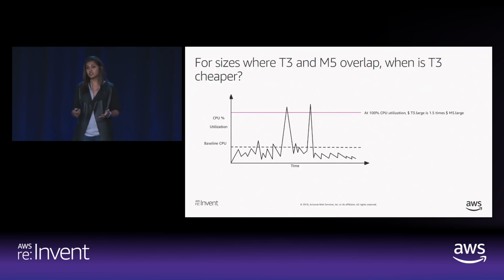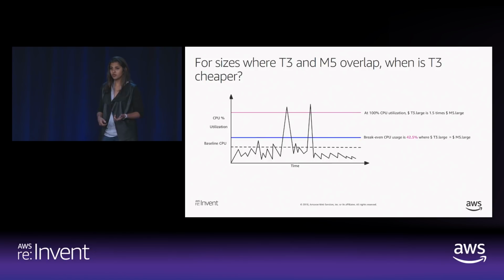So for instances that do need fixed CPU usage, you're better off running them on M4s or M5s. But for instances that don't need the fixed CPU, and if the average CPU is somewhere like, say, 42.5%, you will pay exactly what you pay on an M5 large on a T3 large. This is the break-even price for a T3 large compared to an M5 large, and you can do this calculation for any other instance size as well.